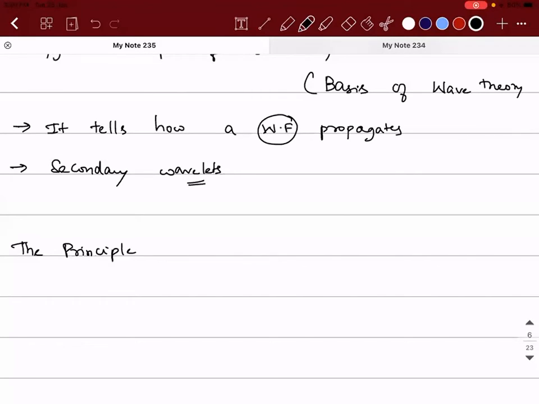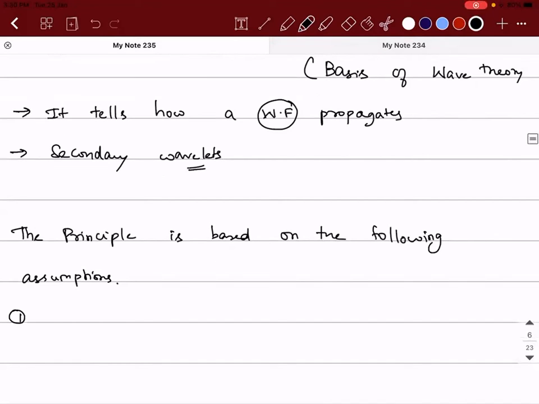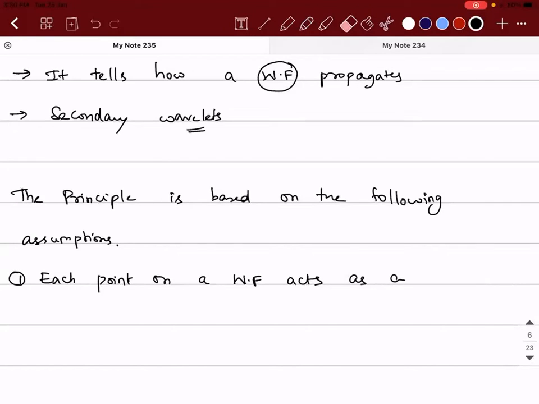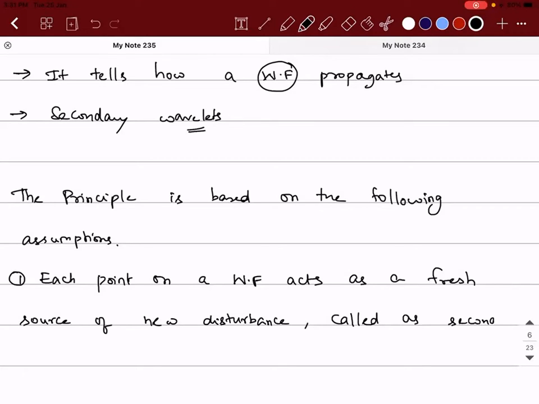The principle is based on the following assumptions. So first, each point on a wavefront acts as a fresh source of new disturbance, which is called as secondary waves or wavelets. So now read the statement carefully.